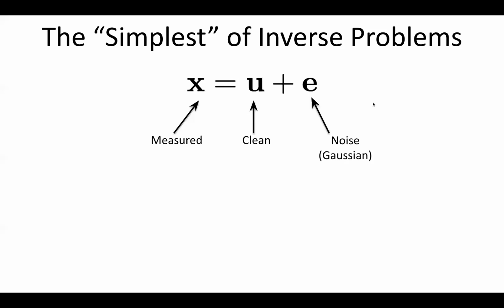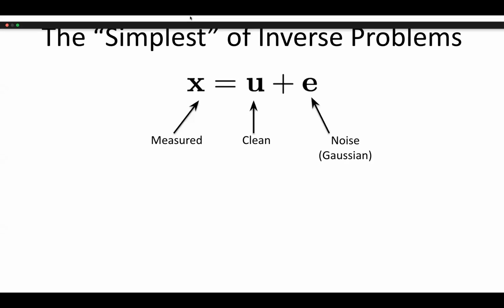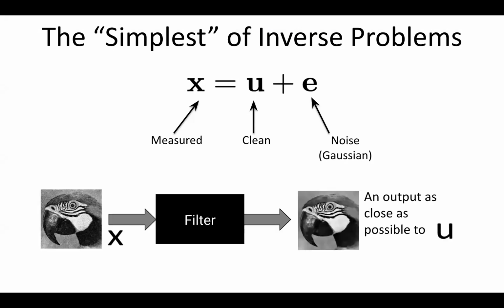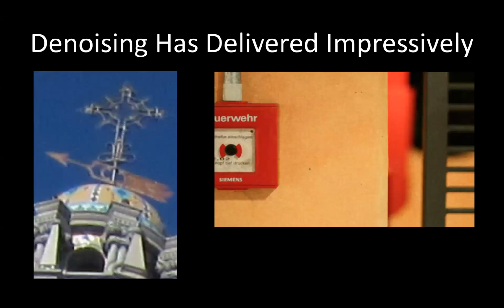All right, so denoising, we're talking about here the simplest of inverse problems. You have a clean signal. It has been corrupted by noise. In this case, we can think about it as Gaussian, but it may be more general. And we make a measurement X, and the idea of denoising, of course, is to just design a filter whose output is as close as possible to the underlying image as we can.